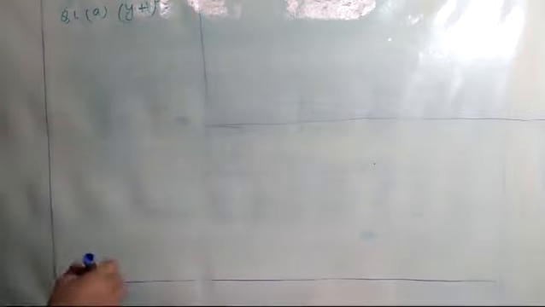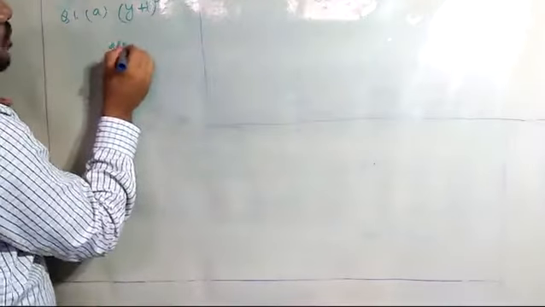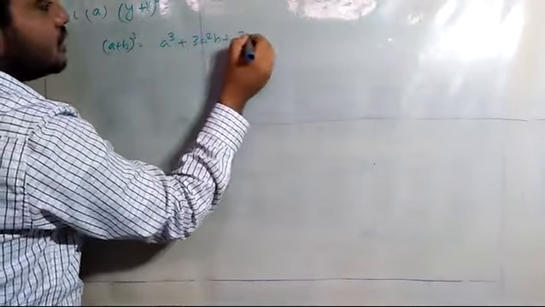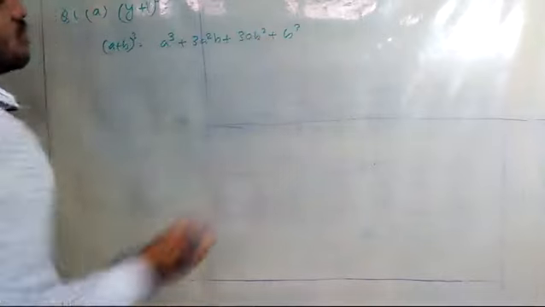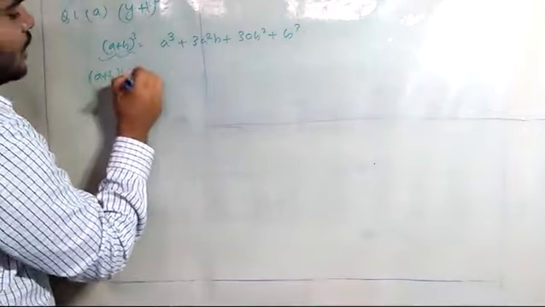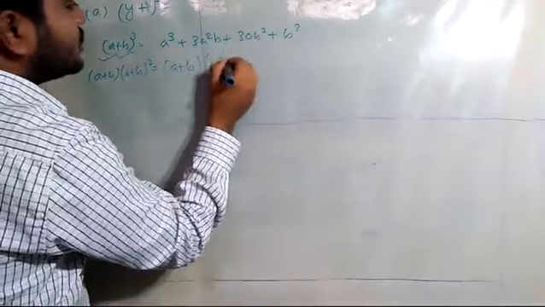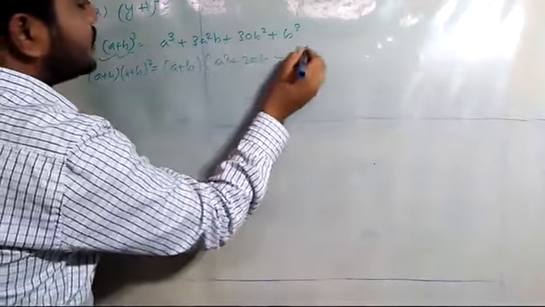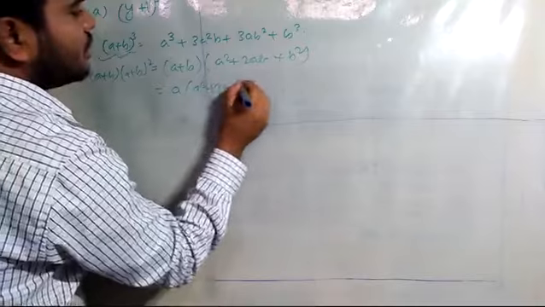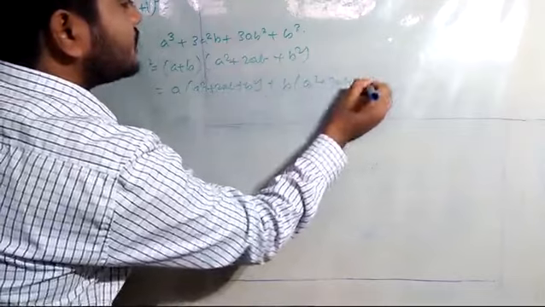Now we have three formulas if you remember. First one is (a plus b) whole cube formula, which was equal to a cube plus 3a square b plus 3ab square plus b cube. This was the first formula. Second, you can write (a plus b) into (a plus b) whole square. That means (a plus b) into (a square plus 2ab plus b square). Now if you multiply, you will get a into (a square plus 2ab plus b square) plus b into (a square plus 2ab plus b square).